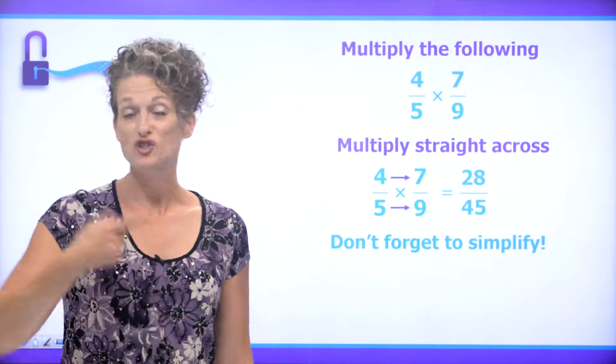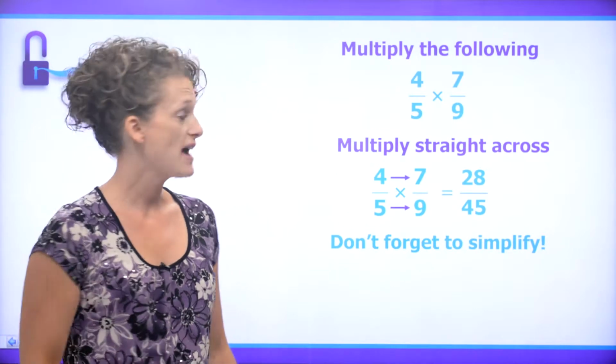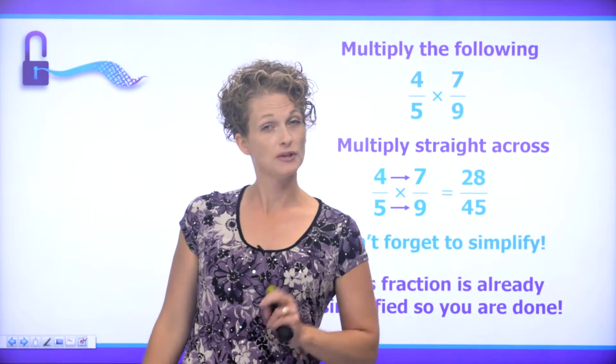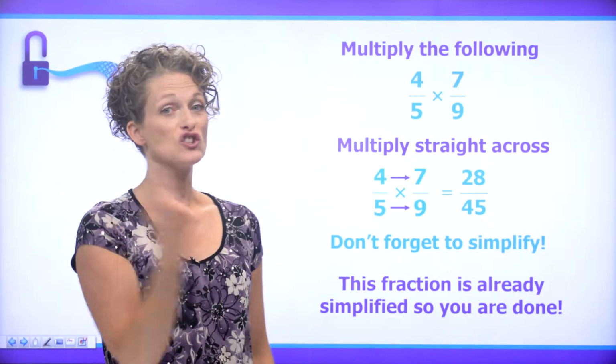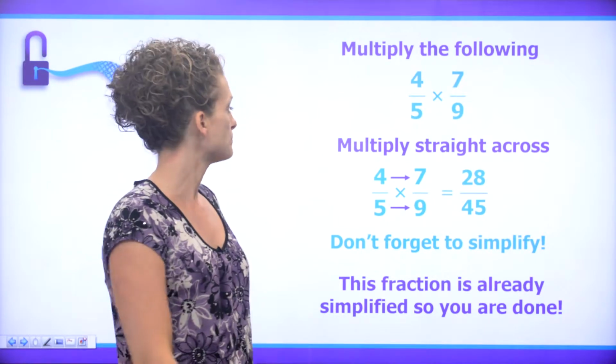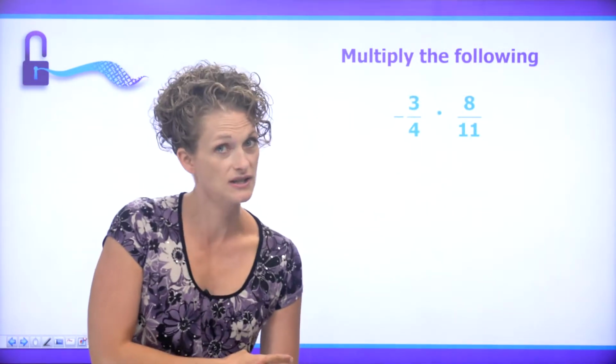Now, if you look at that one, you check your divisibility rules. We don't have a number that will actually divide into both the numerator and the denominator. And so this one's already simplified. So let's check another more interesting one.